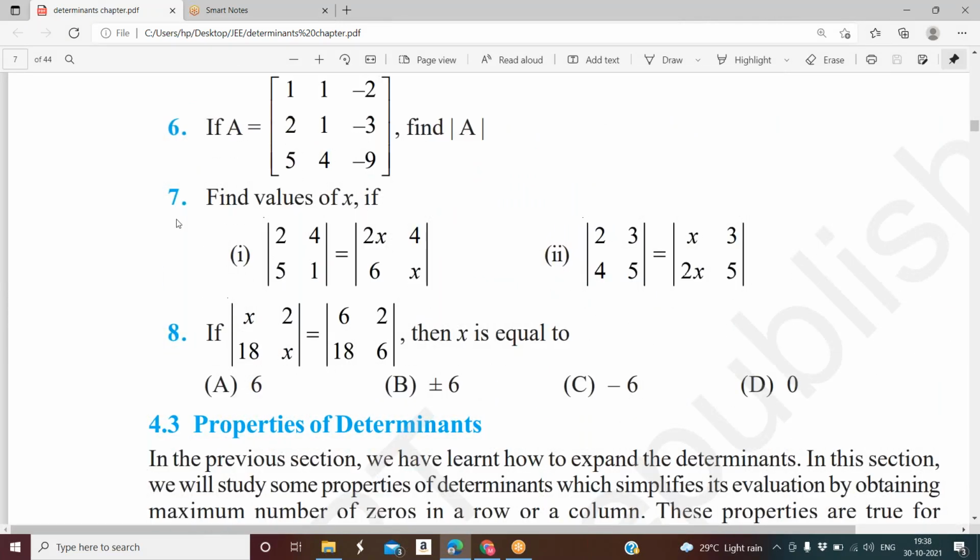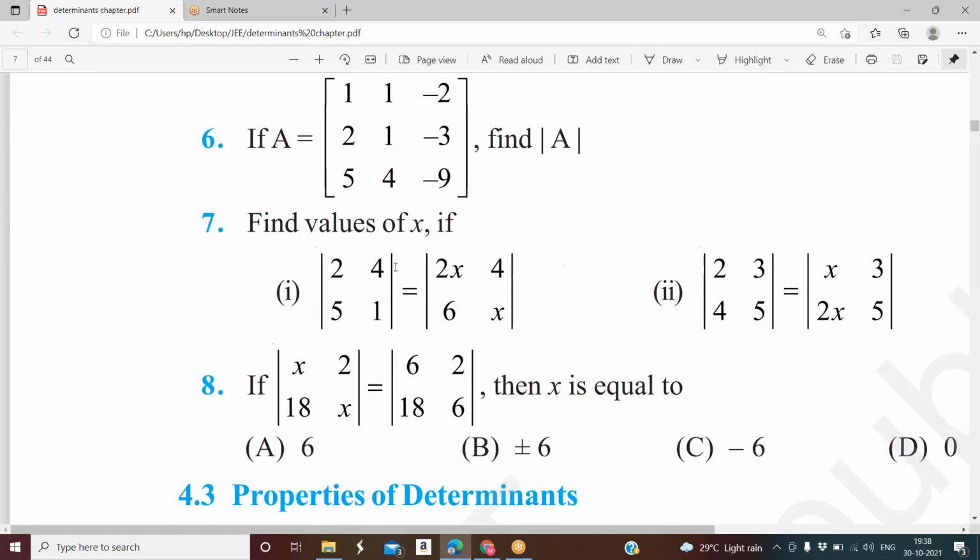See the seventh problem. Find the values of x if the left hand side determinant is 2, 4, 5, 1 and the right hand side determinant is 2x, 4, 6, x. So here we have to find the value of x in such a way that the determinant 2, 4, 5, 1 equals the determinant 2x, 4, 6, x.